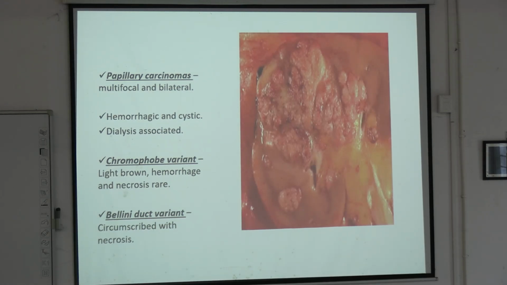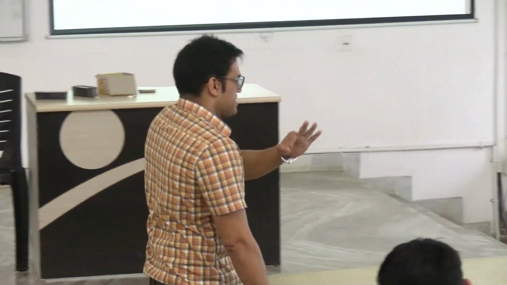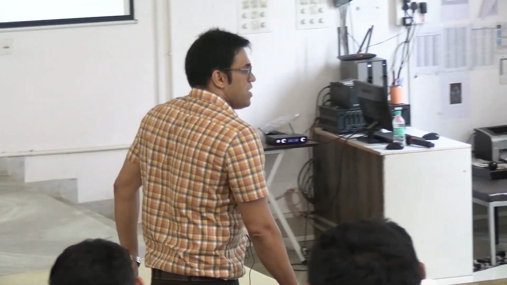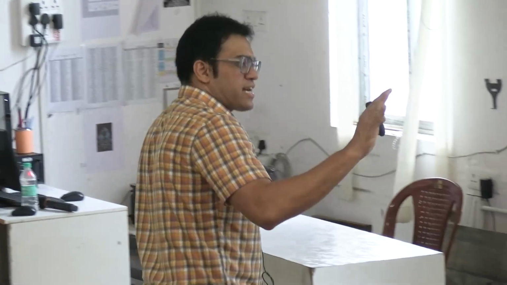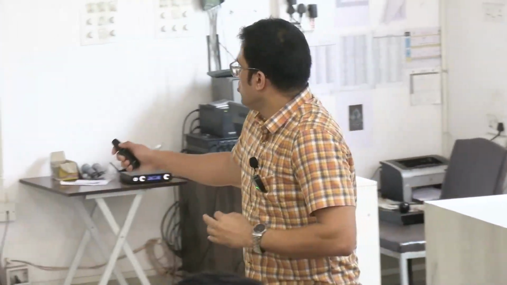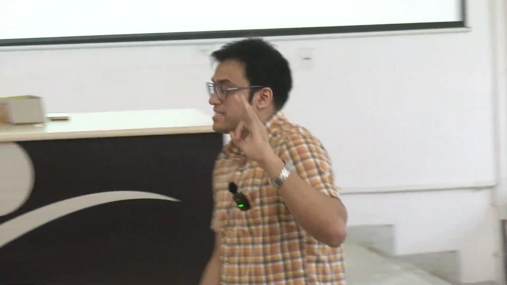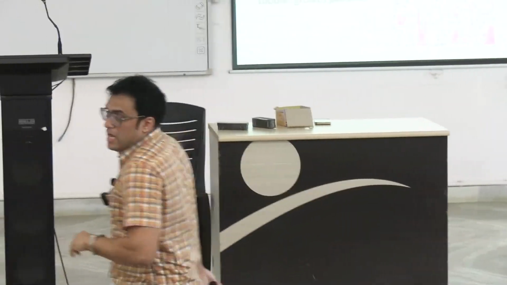Chromophobe variant, just remember it is light brown on the cut surface, and then Bellini duct. They can present with areas of necrosis and hemorrhage. All of these tumors can present with necrosis and hemorrhage. And out of all the 4 variants which I have mentioned, the best prognosis goes to the chromophobe variant, and the worst prognosis is papillary carcinoma or chromophil variant. It has the worst prognosis.